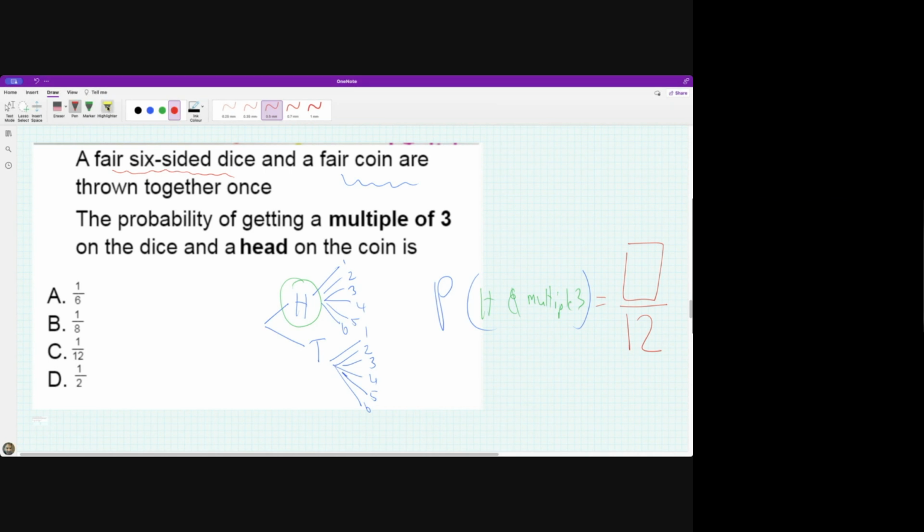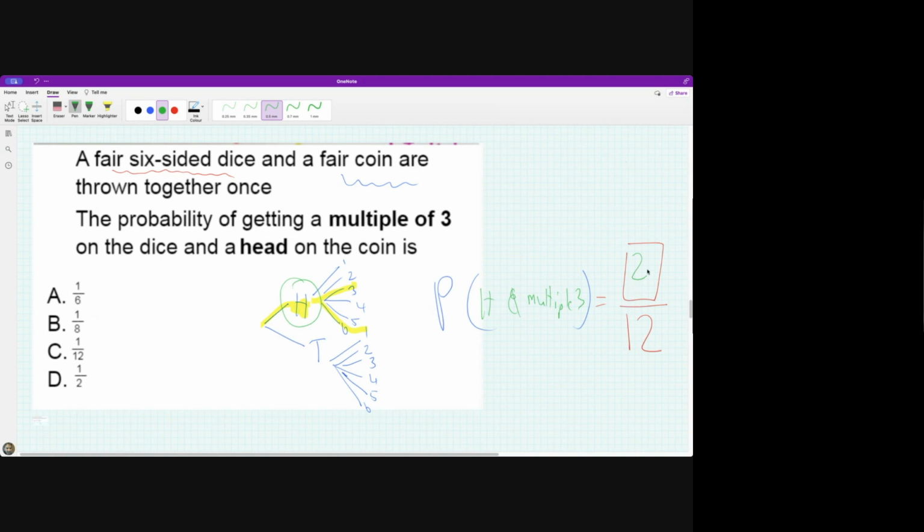Well, let's have a look. So if I get heads, I'm here. Now a multiple of 3 would be 3, or it would be 6. So of those options, I think there are only 2 that are heads and a multiple of 3. Because what are the multiples of 3? There's 3, 6, 9, 12, 15, 18. So the only ones that I can see in that collection are 3 and 6. So we have 2 out of 12.